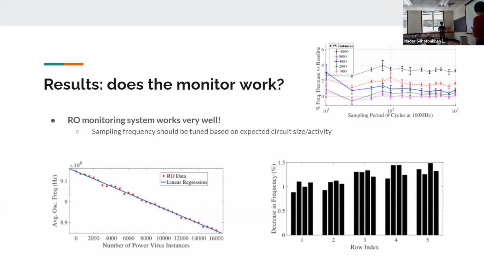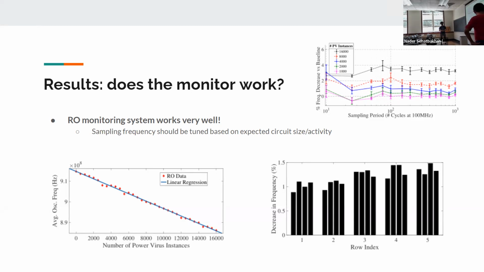Over here, row 5 is the one that's closest to the target program on the chip, and number 1 is the furthest away. You can see that the further away you go, the smaller the differences it picks up, but they're still pretty significant, so it's not a big deal.